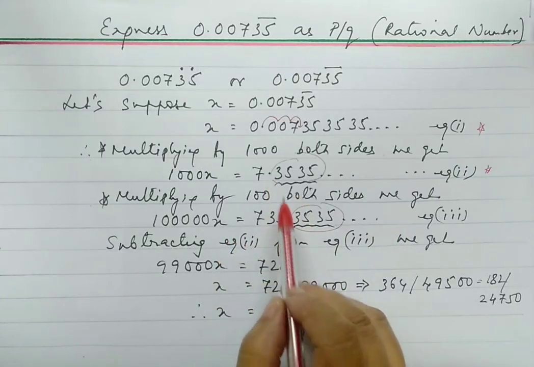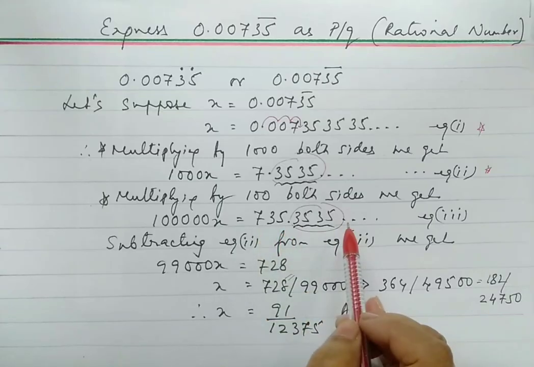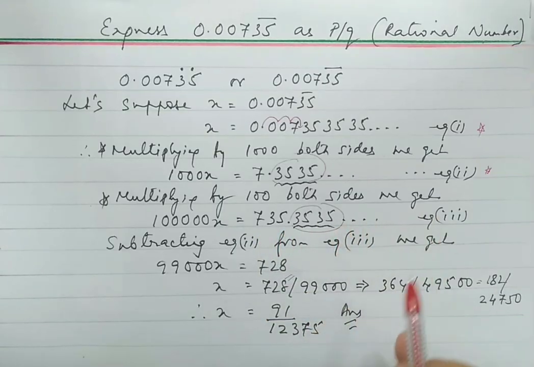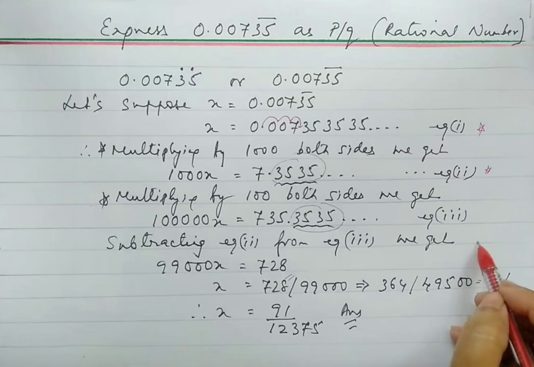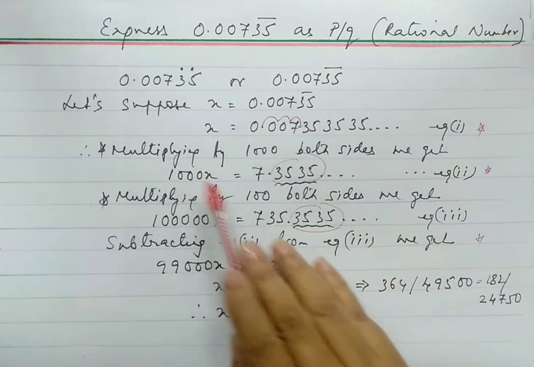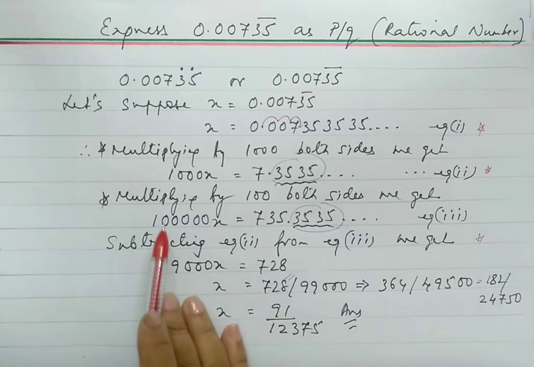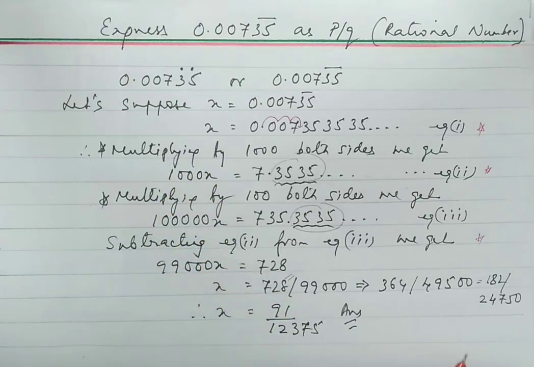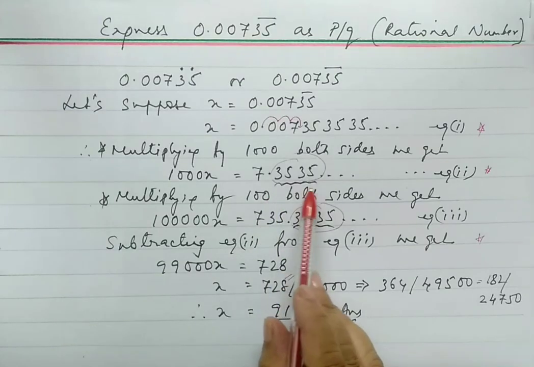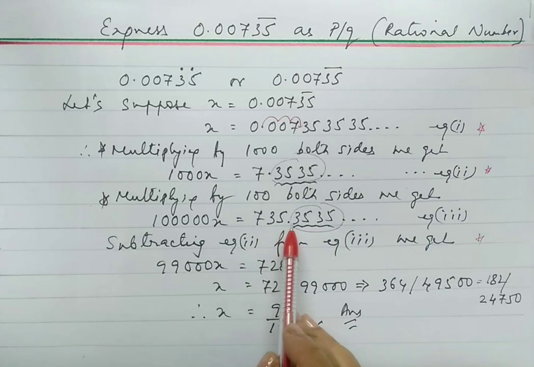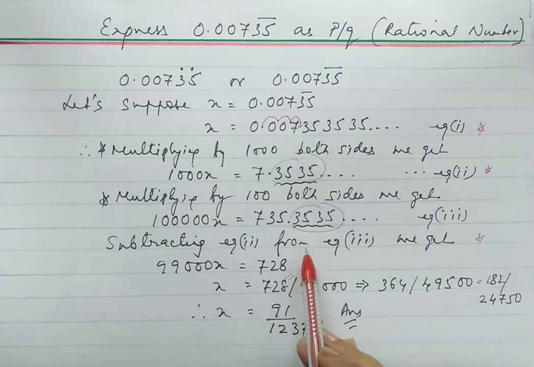And this side is going to get greater, so this will become 735. Having done that, the next step, the third step, which I put over here, is subtracting this whole thing from this whole thing. So when we subtract 1000 from 1 lakh, we get 99,000. And when we subtract 7.3535 from 735.3535, this side gets cancelled and we are left with 728. And after that, you all know that what we have done is simplifying, reducing it to the lowest form. So this is how you do it.